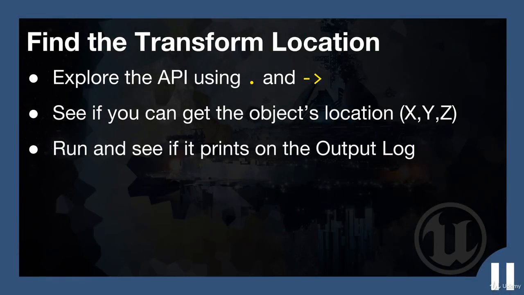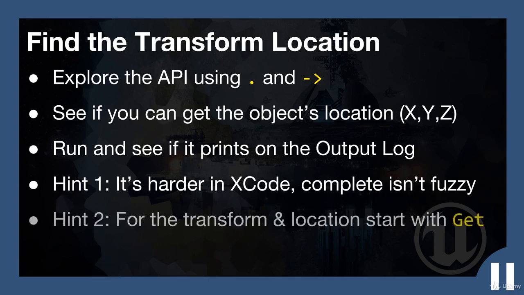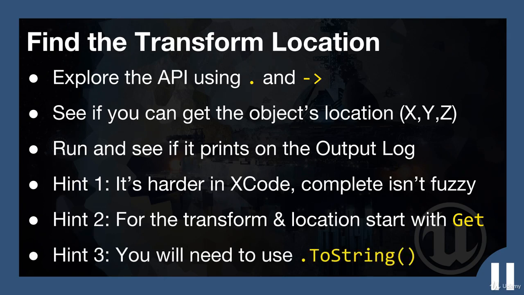Run and see if it prints on the output log. Now, I've got a hint for you, three hints actually, so if you don't want the hints, then just pause the video now, otherwise I'm going to give you three hints, especially if you're on Xcode. It's harder on Xcode because the completion isn't fuzzy. What that means is if you type the word transform, for instance, then it's not going to come up. You're going to have to start right, and the way to start right is with the word get. These things are getters. So for both the transform and the location, when you're looking for the right method, start with the word get. And the second hint is you'll need to use .ToString. Otherwise, what you end up with won't be a string at the end. So see if you can get all that put together in the right order and actually get this location logging to the console. And if you manage it, share your victory in the discussions.